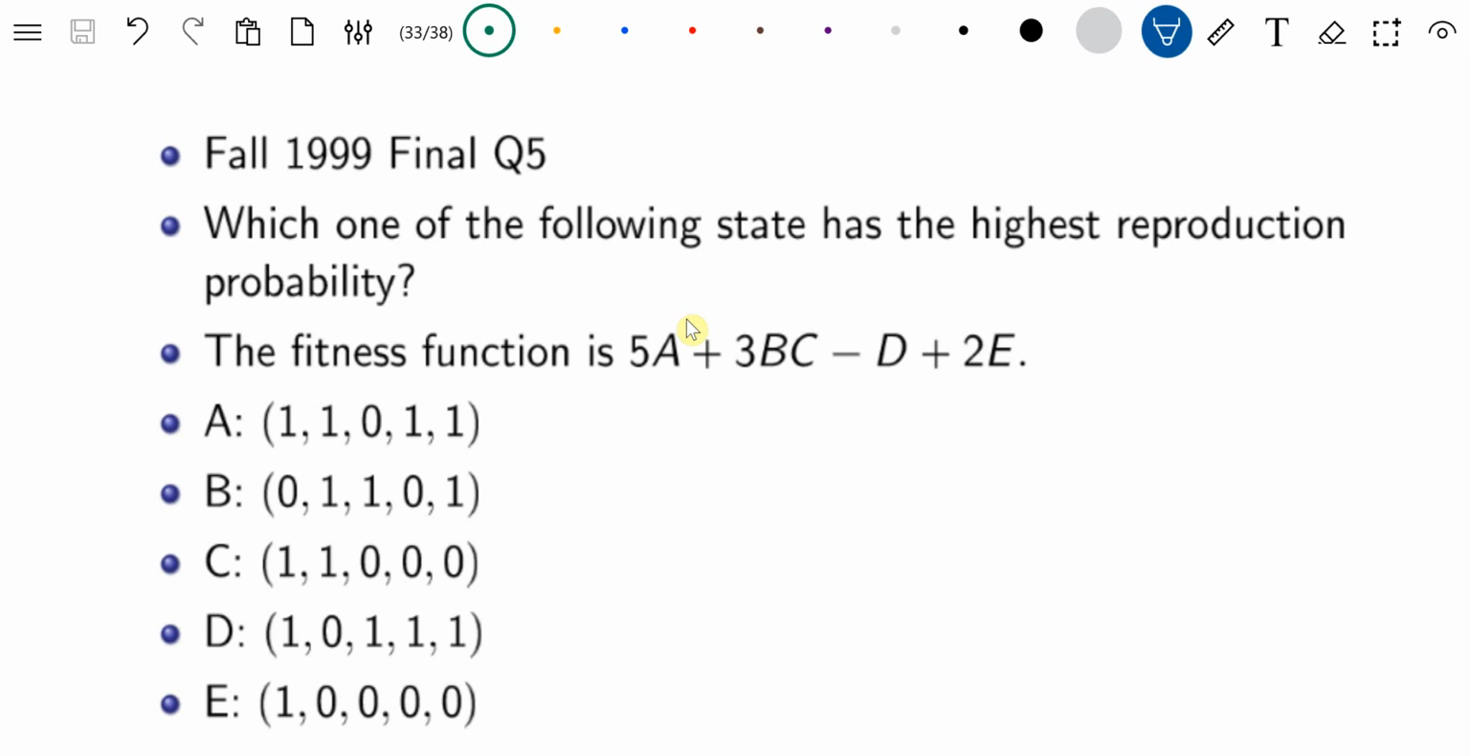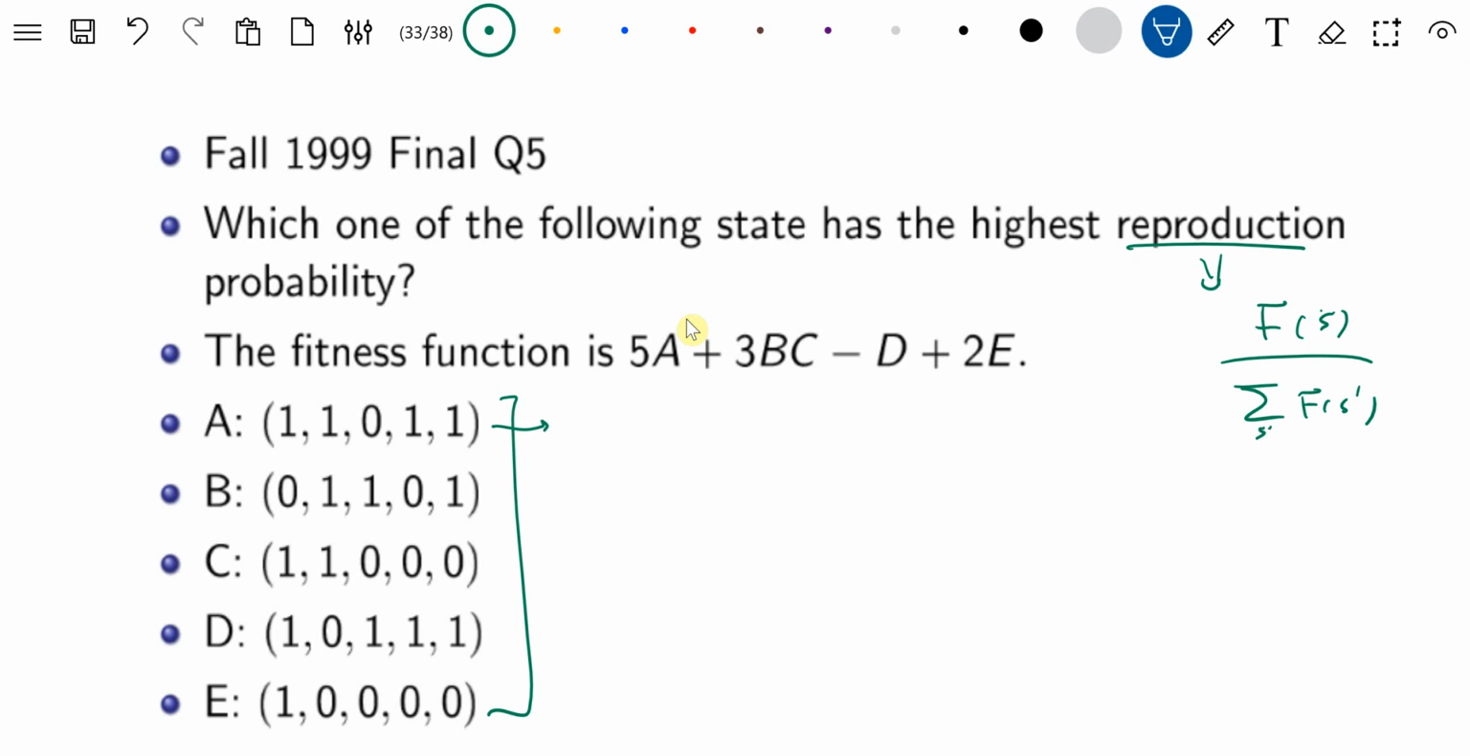In this question, we're asked to compute the reproduction probability for a genetic algorithm. So we're going to just use the formula that the probability is just the fitness of this particular state, let's say S, divided by the sum over all states S prime. So we need to compute f of S for all of these five.